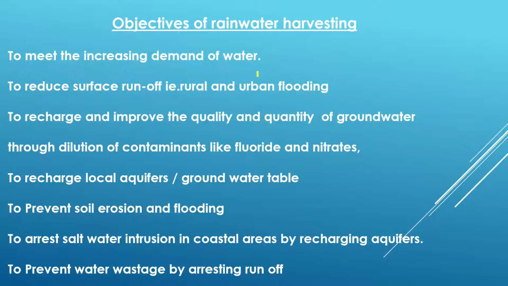Objectives of rainwater harvesting: to meet the increasing demand of water, reduce surface runoff, that is rural and urban flooding, to recharge and improve the quality and quantity of groundwater through dilution of contaminants like fluoride and nitrates, to recharge local aquifers, groundwater table, prevent soil erosion and flooding, arrest saltwater intrusion in coastal areas by recharging aquifers. It is called irrigation, to prevent water wastage by arresting runoff.